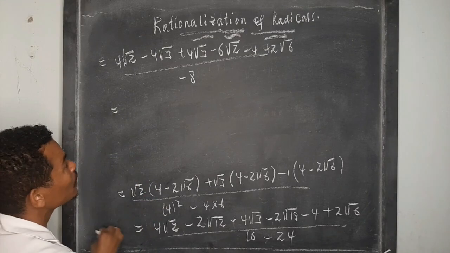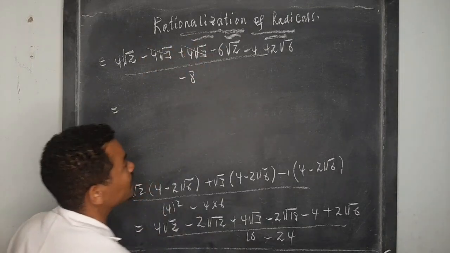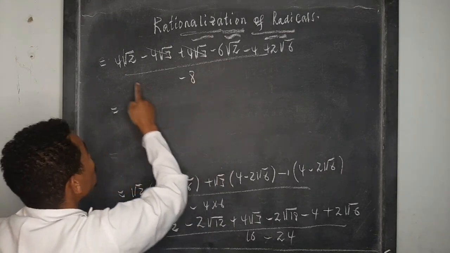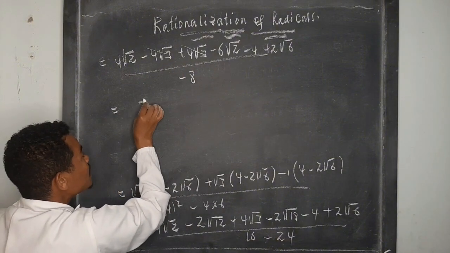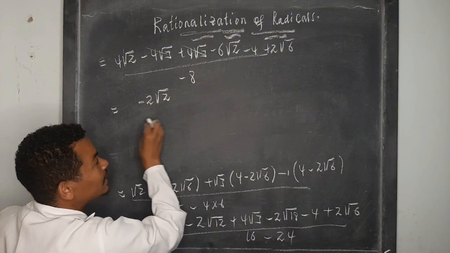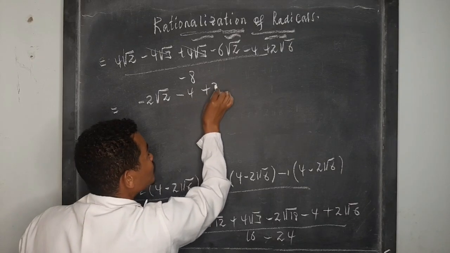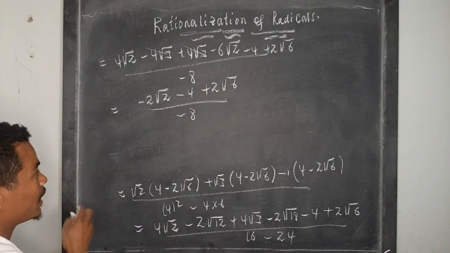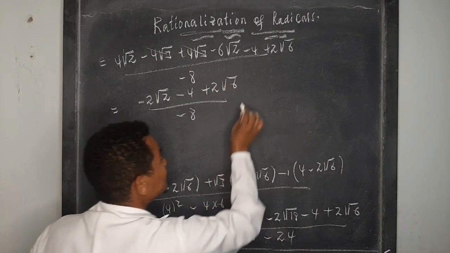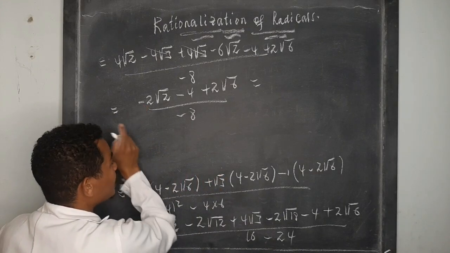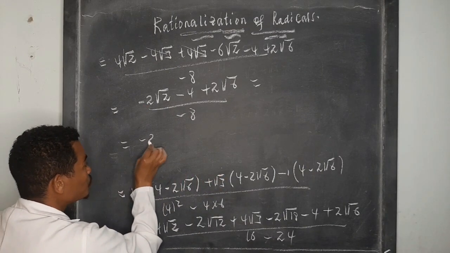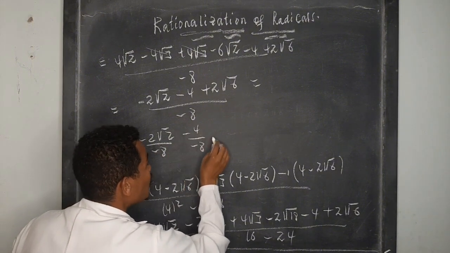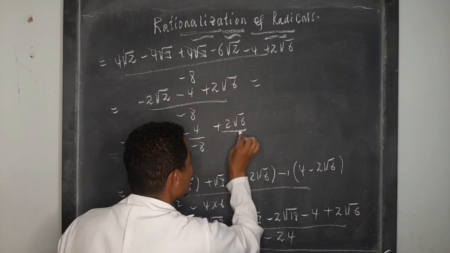So this is the same with minus 4 radical 3 plus 4 radical 3, which cancel. Then 4 radical 2 minus 6 radical 2 is minus 2 radical 2. Then minus 4 plus 2 radical 6 over minus 8. OK, let's simplify. What can we do with this? This is the same with minus 2 radical 2 over minus 8, minus 4 over minus 8, plus 2 radical 6 over minus 8.